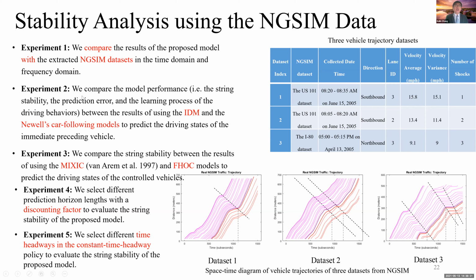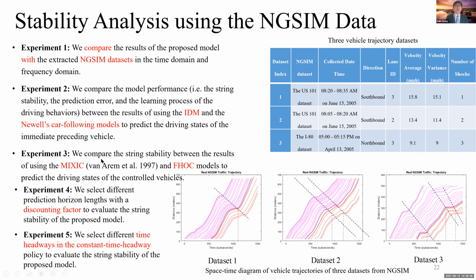In the second experiment, we compare the model performance, for example string stability, the error, and the learning process for the preceding vehicle. Remember, we learn in real time how the preceding vehicle drives, and here we can use different car-following models. We test a more intelligent driver model from the literature, or a simplified car-following model, to see how this impacts stability.